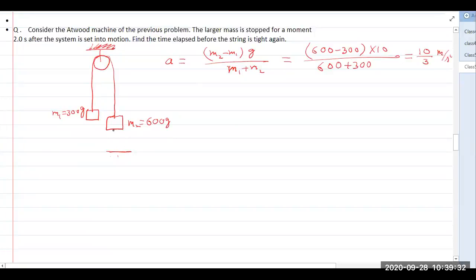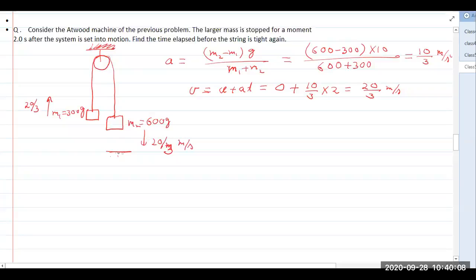If we stop this block after 2 seconds, what are the things which are going to happen? After 2 seconds, what will be the velocity acquired? The velocity is v equal to u plus at. So u was 0 initially, starting from rest, acceleration is 10 by 3 and time was 2 seconds. So the velocity acquired by the two objects is 20 by 3 meter per second after 2 seconds. So this object is moving upward with a speed 20 by 3 and this is moving downward with a speed 20 by 3 meter per second.